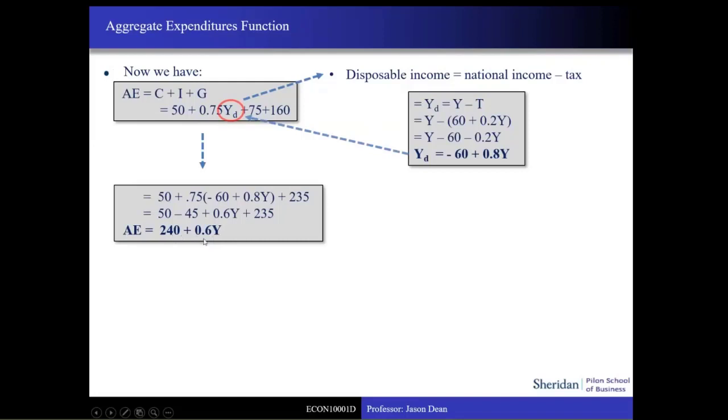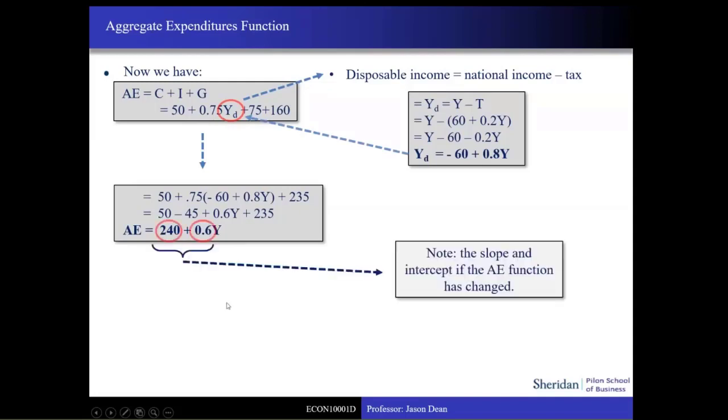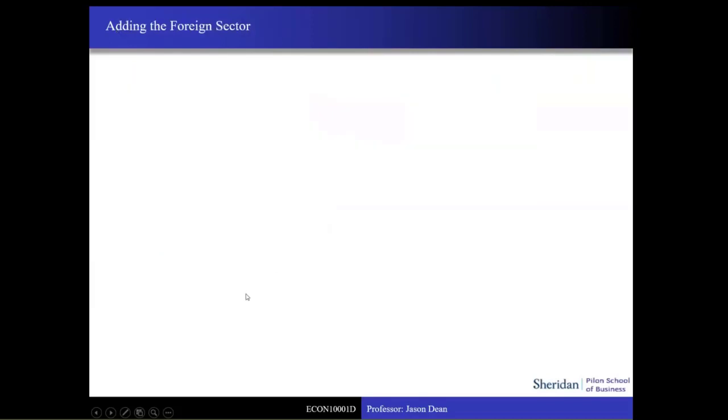Notice now that the slope isn't the same as the marginal propensity to consume anymore. So the slope and the intercept of the aggregate expenditure function has changed. Before we added the government, we had 125 plus 0.75Y. Now after adding government, our aggregate expenditures function is equal to this. So now let's add the foreign sector.